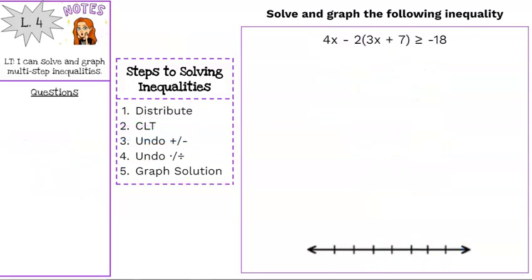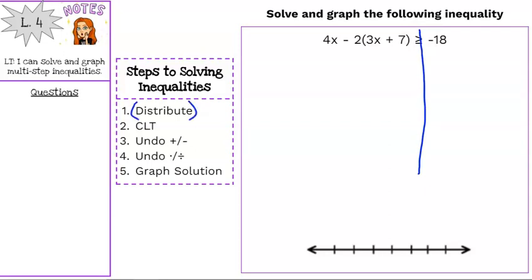All right, let's do another example. 4x minus 2 times the quantity 3x plus 7 is greater than or equal to negative 18. Draw that line there. First step is to distribute.